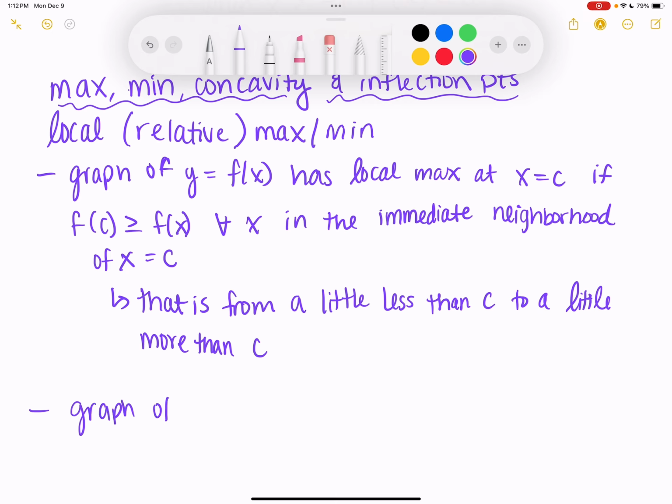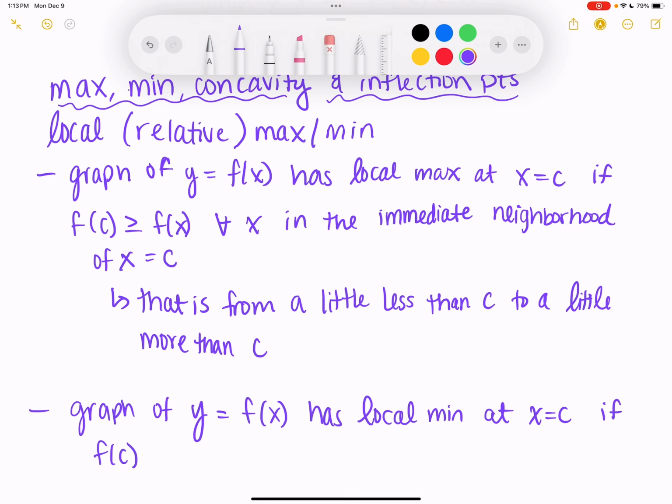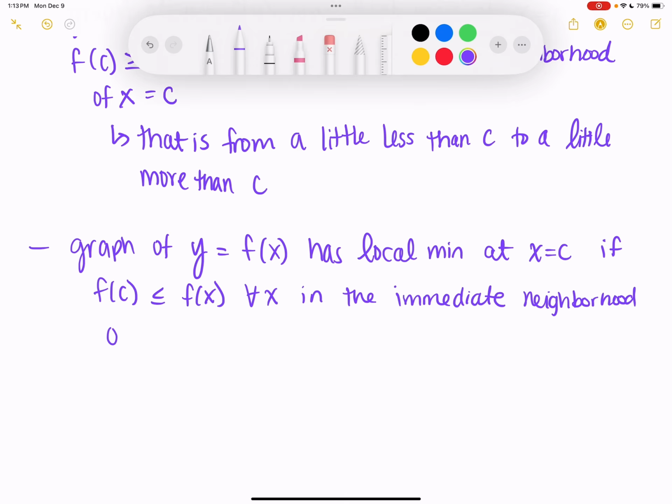The graph of y equals f of x has a local min at x equals c if f of c is less than or equal to f of x for all x in the immediate neighborhood of x equals c. No, don't do this to me. This is actually a legit math thing, just so you know.